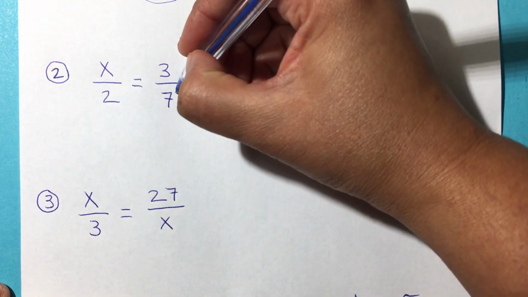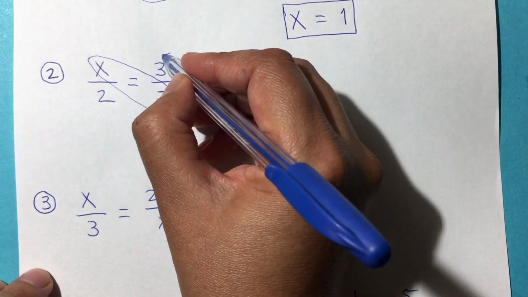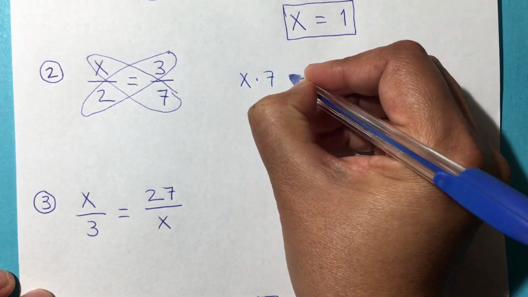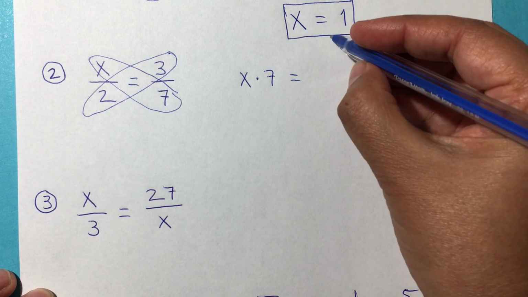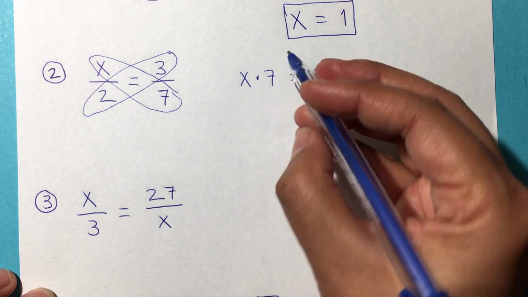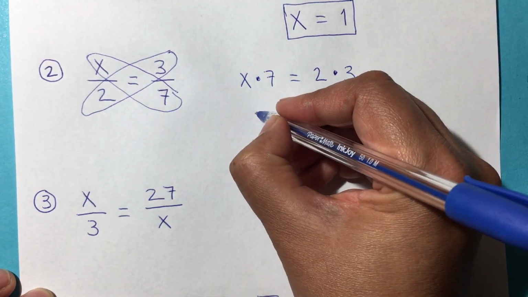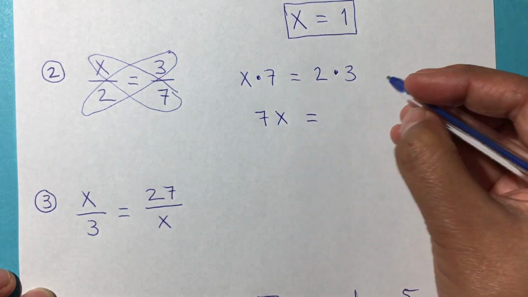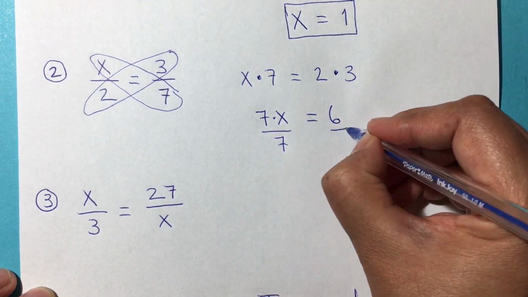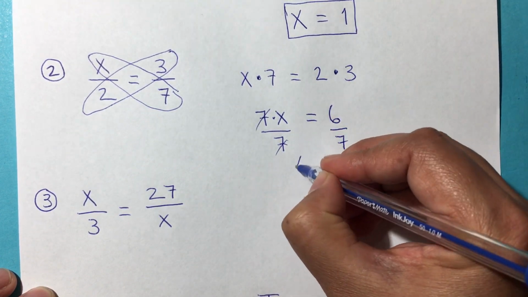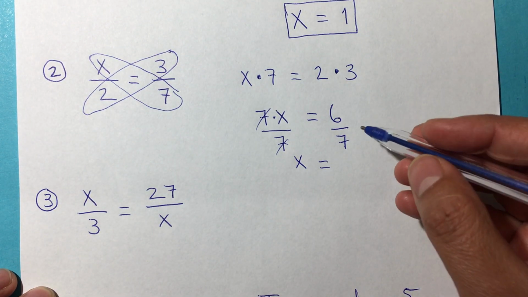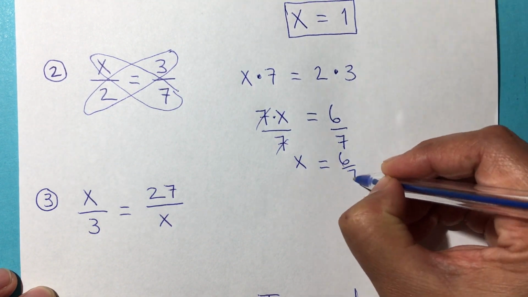For the second proportion, again, our butterfly will help us. X times 7 will be equal to 2 times 3. And this point is multiplication. X times 7 is 7x. 2 times 3 is 6. If we're multiplying, the opposite of multiplication is division. This cancels and x is equal to 6 cannot be divided by 7, so you just leave it as 6/7. And that will be your answer.